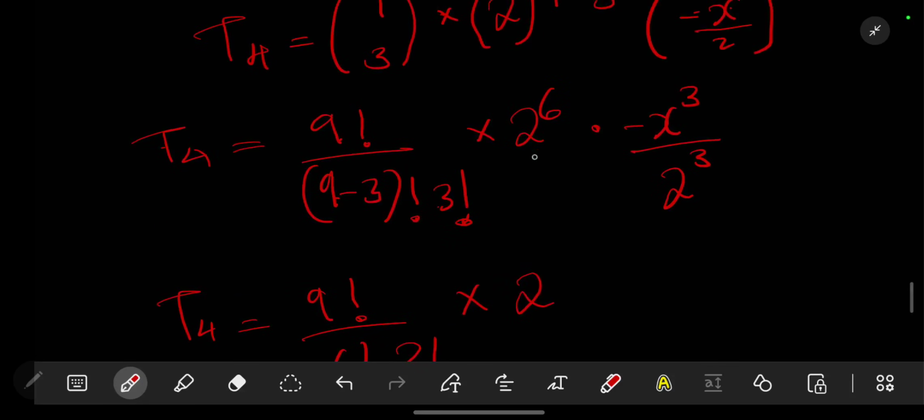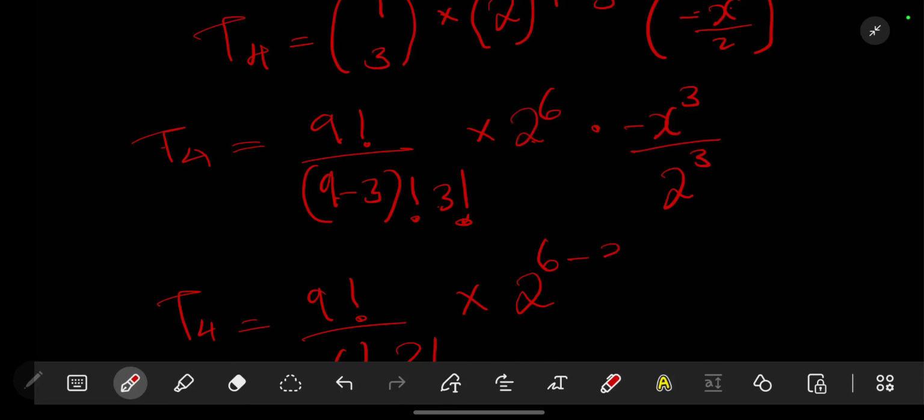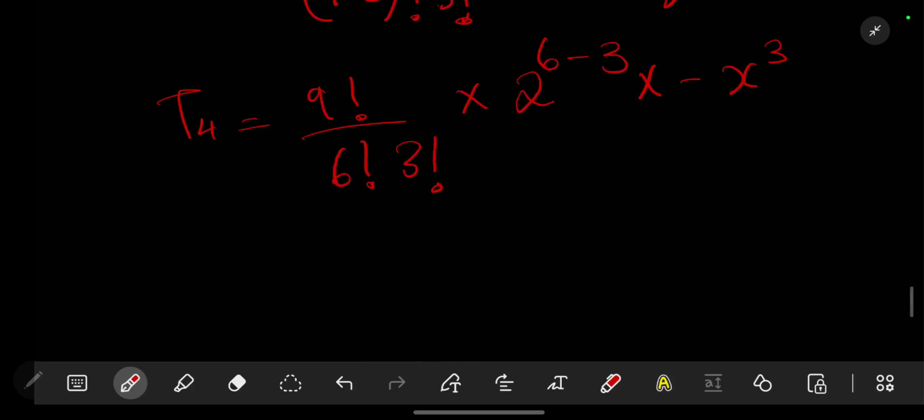So as you can see from the rules of indices, just take one base. So we are going to take 2, it's to the power 6. Then since this 2 is down here, subtract the powers. So we have times our negative x to the power of 3.